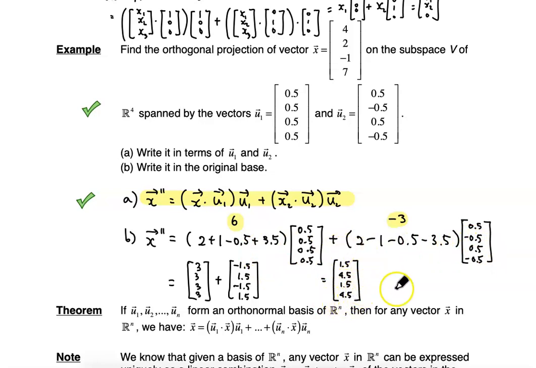So it is remarkably easy to find a projection, which, as you remember from previous sections and also from multivariable, is quite a complex concept, and it might be really difficult and fiddly, but if you have an orthonormal basis, it's absolutely straightforward.